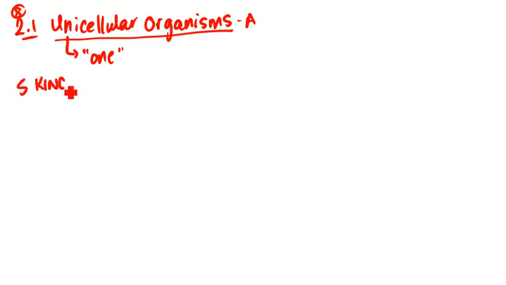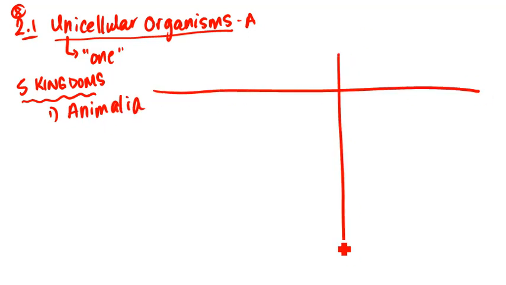But all of life can be separated into 5 kingdoms, and then that can be separated into phyla, and then classes, orders, and other classifications. So the 5 kingdoms of life are as follows. Well, we start with the one we're most familiar with, and that's the animal kingdom, or the Latin term is Animalia. And we're going to come up with different examples of unicellular organisms and multicellular organisms.